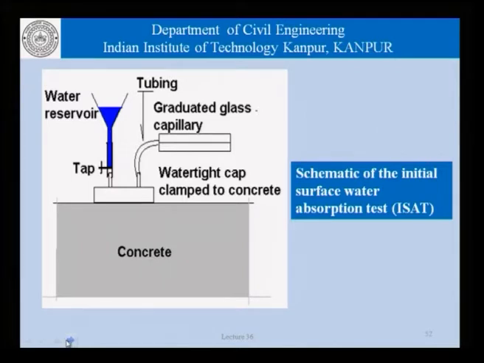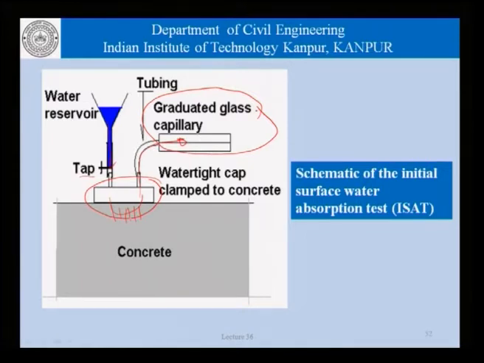Now, coming to the last test that we are talking about, that of ISAT, or the initial surface absorption test. In this case, we fix this plate onto the surface of concrete, connect it to a water reservoir, and we have a graduated glass capillary here. Once we open the tap here, we see how much water rises into this capillary tube, and that is a measure of how much water this concrete is absorbing, and this measurement helps us evaluate the concrete that we are talking about.